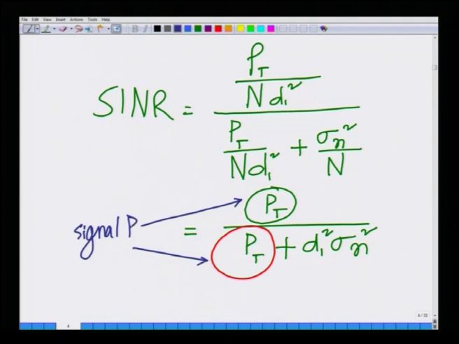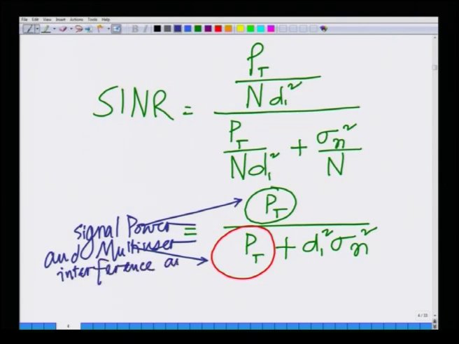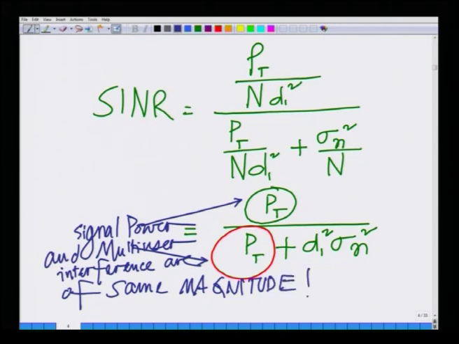the signal power and multi user interference are of same magnitude, which means the interference is very high compared to the signal power, whereas previously the interfering power was suppressed by a magnitude of n. Now, because one of the users is much farther compared to the other user, his received power is very low, hence interference is very high.